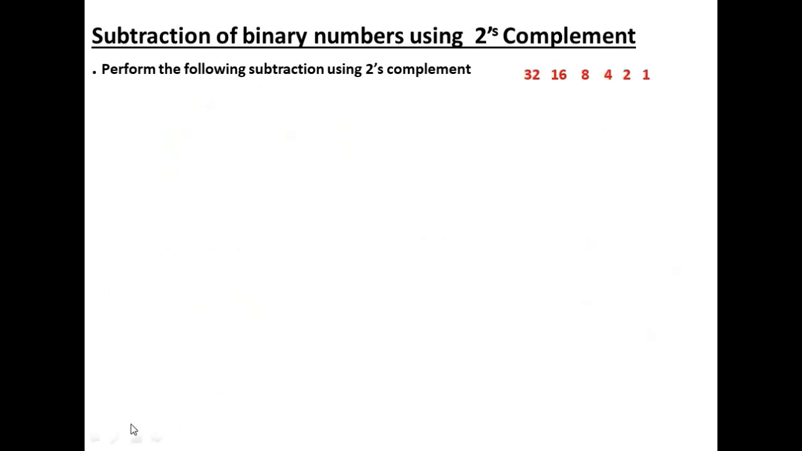Now let us take one more question. Subtraction of two binary numbers using 1's complement. 42 minus 32. These numbers are given in decimal format, so we have to convert them into equivalent binary numbers.